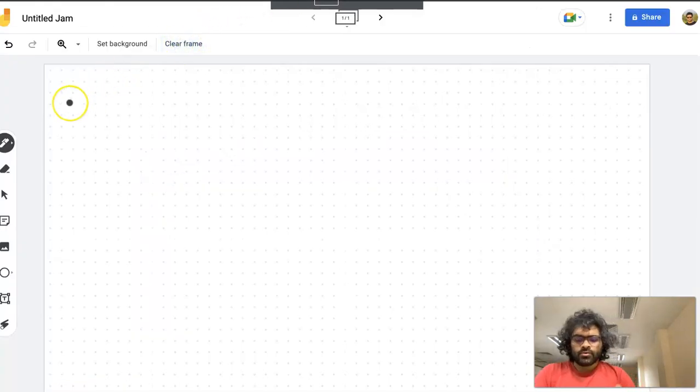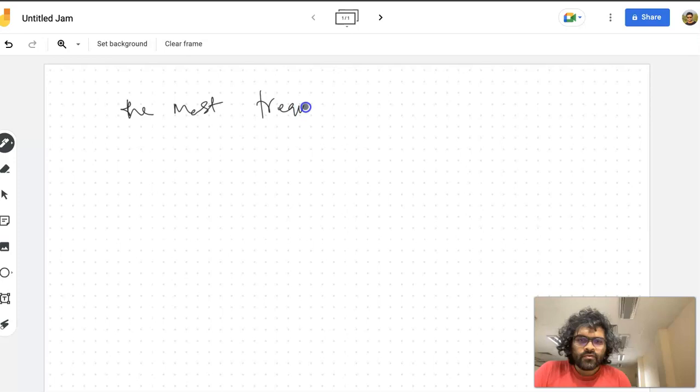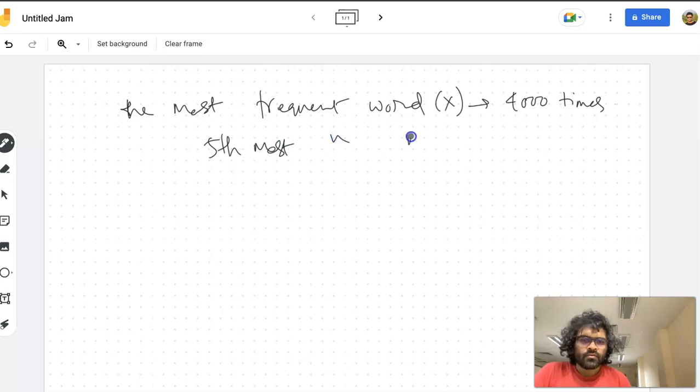So what is the question? They are saying that the most frequent word, suppose this is x, occurred 4000 times. Now they are asking for the fifth most frequent word. So what is the Gibbs law? Gibbs law is like frequency is inversely proportional to the rank. So the frequency of a word is inversely proportional to its rank.